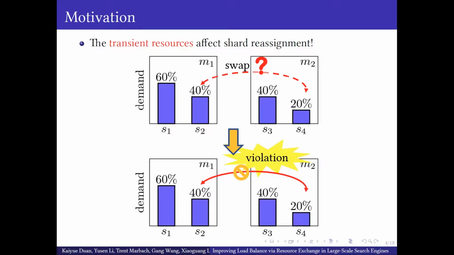For example, in this graph, machines M1 and M2 have identical capacities for the transition resources, and the resource demands of shards S1 through S4 are normalized to the capacity of a machine, and they are marked by percentages. We simply assume that the load of a machine is the sum of the shards' resource demands on that machine. Based on the above assumption, obviously M1 has more load than M2. If we can swap S2 and S4, then the load of M1 and M2 will be balanced. However, we cannot make it because the remaining capacity of transition resource on M1 is insufficient.